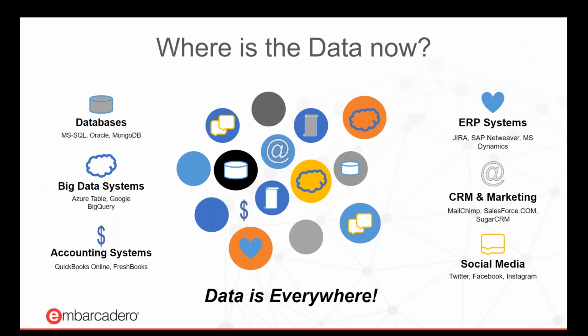So here are some examples. Some of your data may be on social media: Twitter, Facebook, Instagram. It could be on local databases: SQL Server, Oracle, MongoDB, and it could be on big data systems. Google hosts Bigtable, Amazon hosts things, Microsoft has a number of services, etc. So there's lots of options out there for where your data might be. Accounting systems, QuickBooks Online, FreshBooks, ERP, employee relationship programs, Jira, SAP. I always forget that acronym. I know what it is, but I forget it.